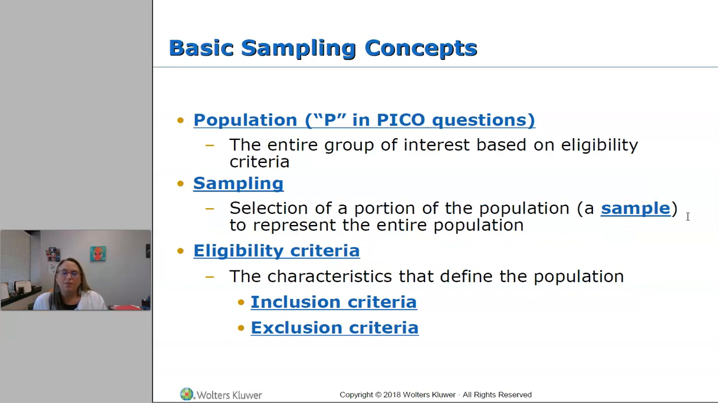So first of all, let's go over some basic concepts related to sampling. First of all, your population. What even is that? Well, first, that corresponds to the P in the PICO question. And the population is generally a big umbrella for what type of people you want to generalize your findings to. So for example, if I'm interested in learning about type 2 diabetics who have severe peripheral neuropathy and at least one amputation in the past, that's my big population.